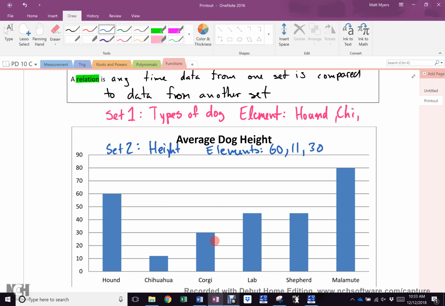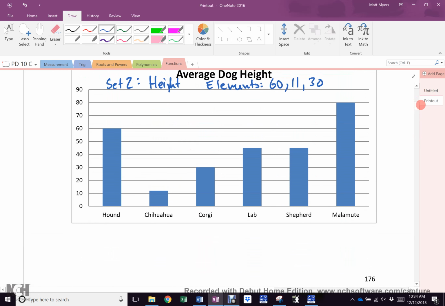Now, is everybody comfortable with sets and elements? We're all good? Okay. Now, is this a relation? You've got the definition written right on your page. Is this a relation?